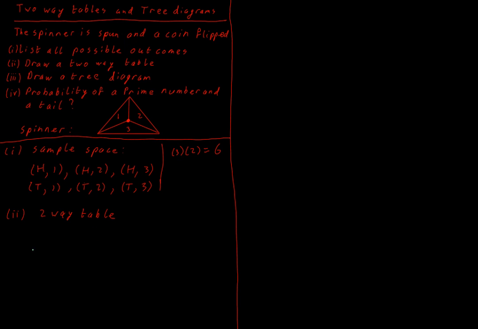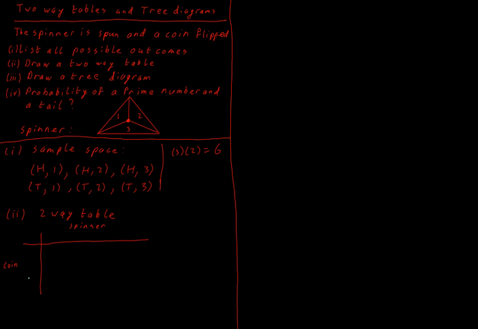So our two-way table means a table that is going to have columns and rows. So it goes two ways. So we're going to break it up like this, and we're going to have our coin, we'll say, on this axis here, and we're going to have our spinner going across the top here.